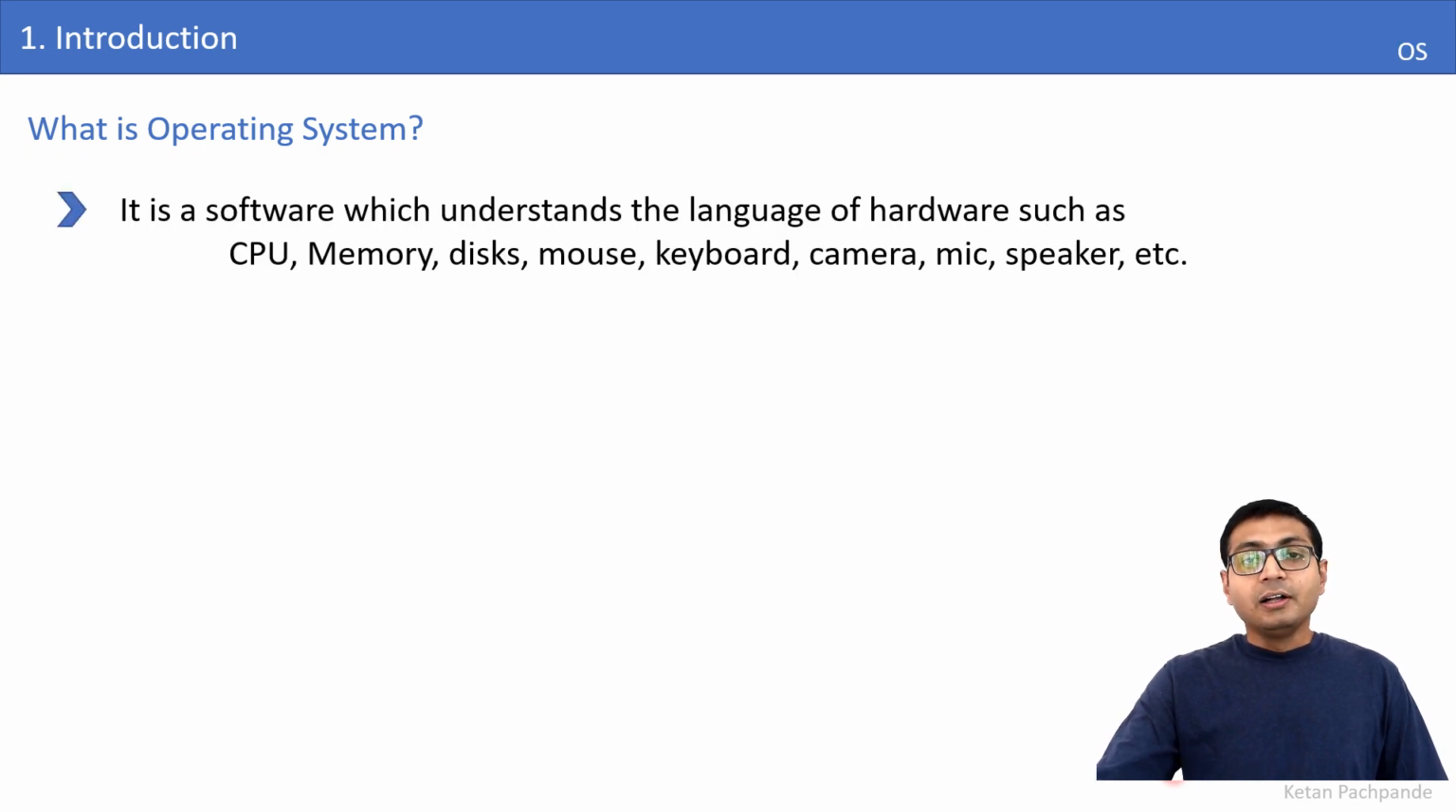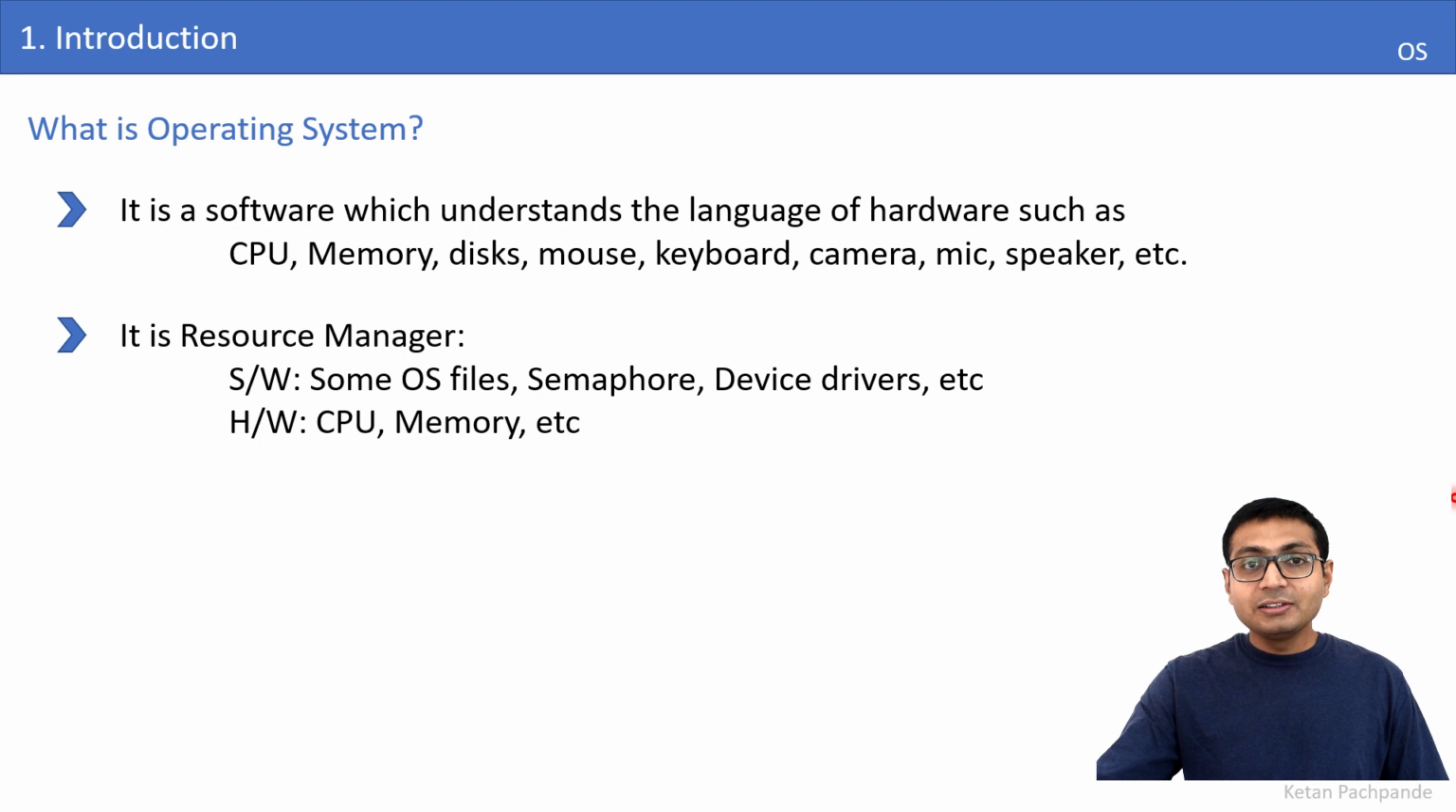Alright. The other definition of the operating system is that it is purely software which understands the language of hardware such as CPU, memory, disks, keyboard, mouse, etc. It is also known as a resource manager. Resources are of two types, software resources and hardware resources. Software resources are some files of the operating system.